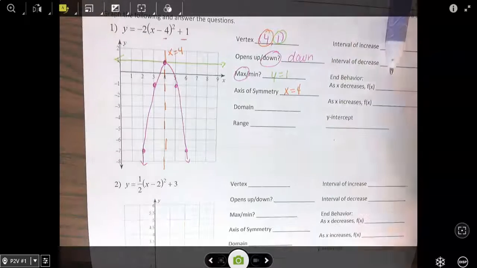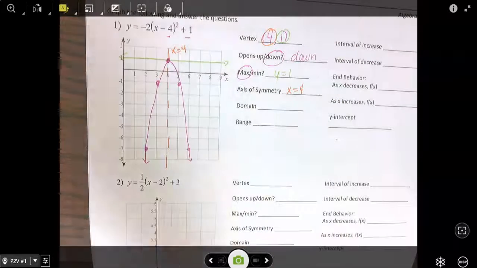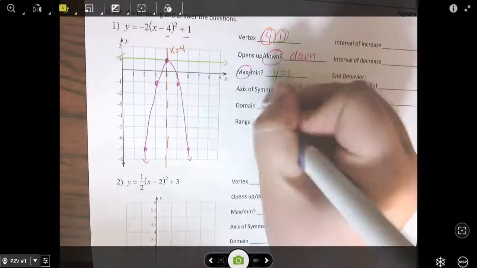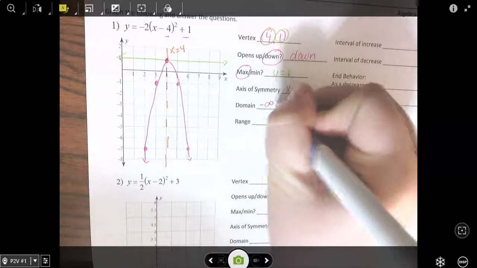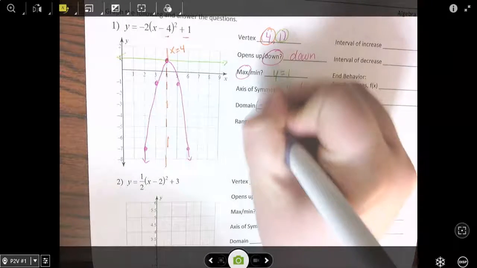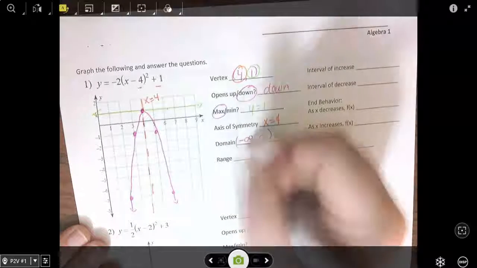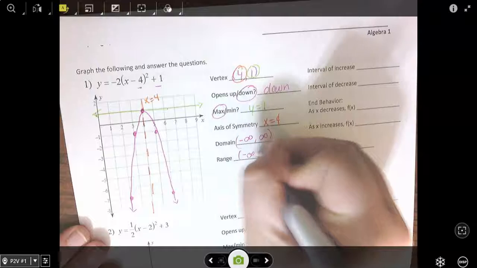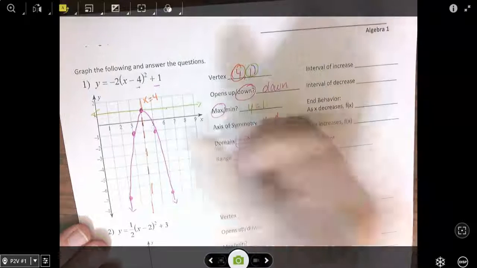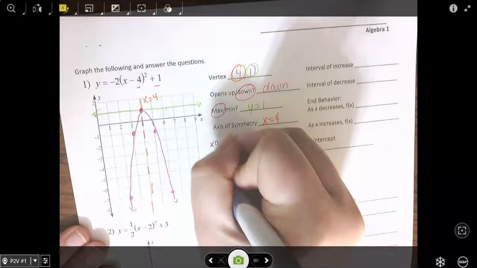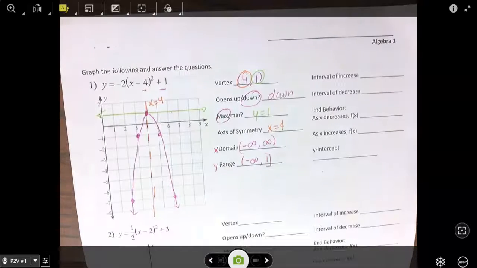Okay, the domain is -infinity to +infinity. The range is going to be from -infinity and it stops at 1. Remember, domain has to do with x values, range has to do with possible y values.